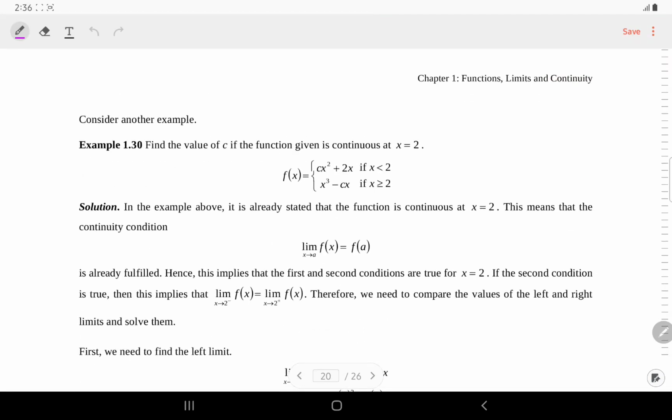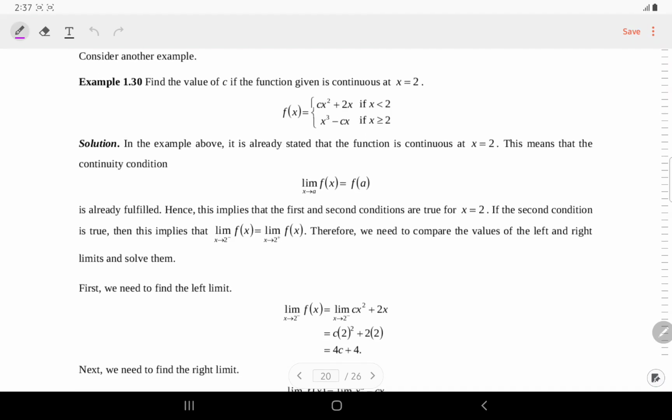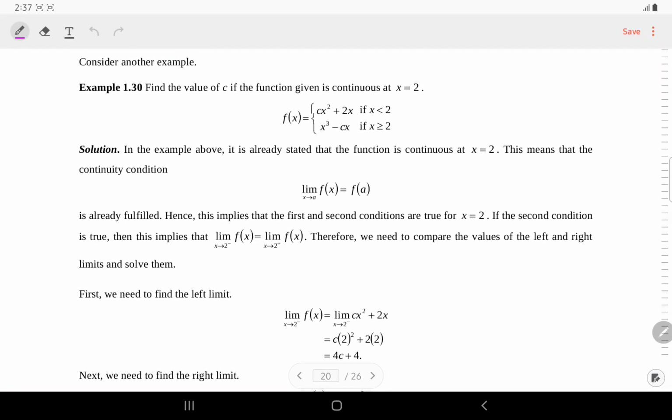Okay, let's take a look at the second example, which is example 1.30. This time we want to determine whether this function is continuous at x equal to 2 or not. We are given a piecewise function. For this example, we don't have to determine whether this function is continuous or not because it is stated here that the function is continuous.